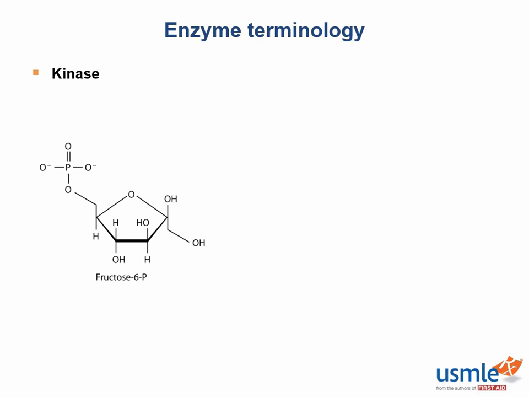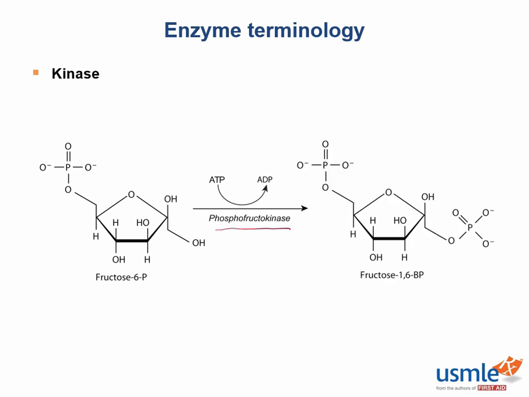We'll start off with our first category here, the kinases. Now these enzymes transfer a high-energy phosphate group from ATP to a target substrate. An example of a kinase is phosphofructokinase, as you can see here. Now you can find phosphofructokinase in the glycolysis pathway, where glucose is broken down to create ATP. And here, phosphofructokinase phosphorylates or adds another phosphate to fructose 6-phosphate in glycolysis. And this will form fructose 1,6-bisphosphate, as you can see here.